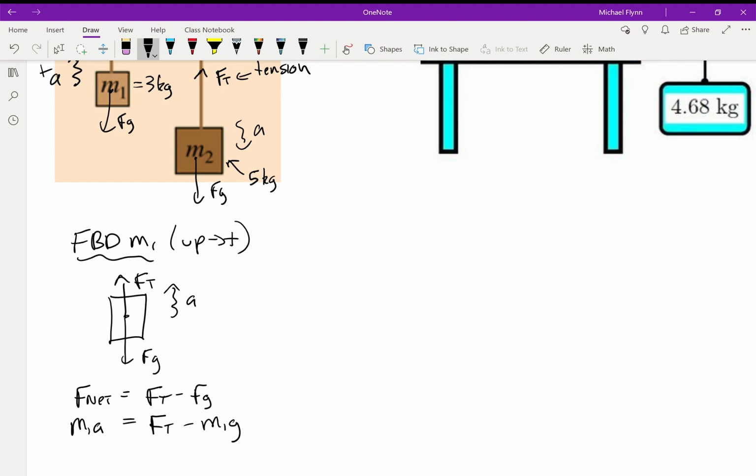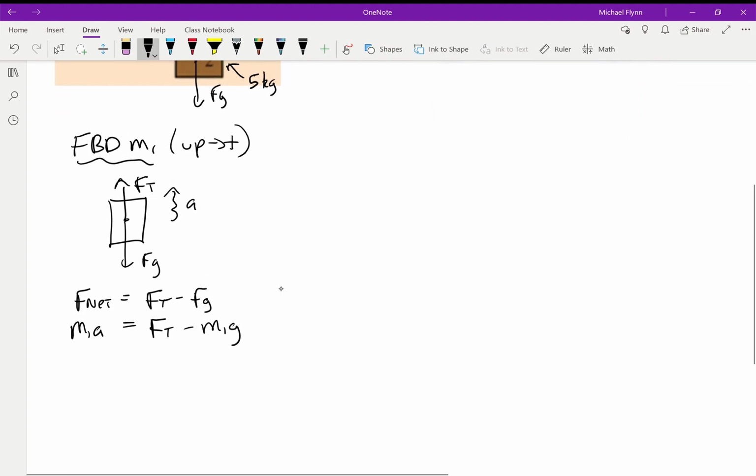Now we know what m1 is. It's 3 kilograms, right? So I'm going to put that in. 3a equals the tension minus 3 times 9.8, which is 29.4 newtons. So I'm going to write 29.4. All right, so that's mass 1.